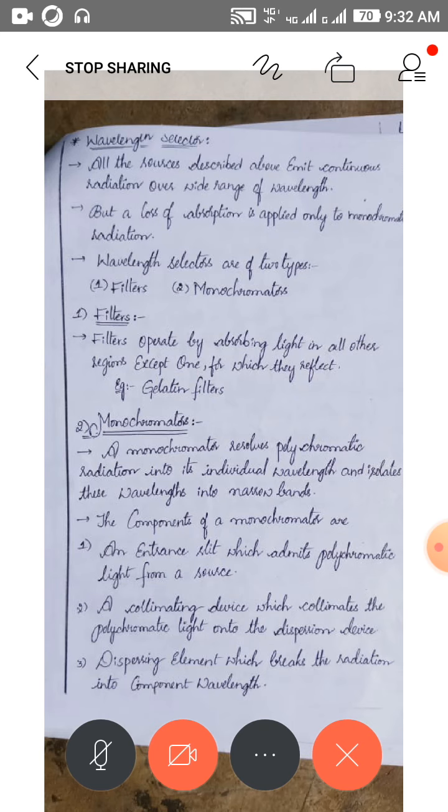Filters operate by absorbing light in all other regions except the one which they transmit. Example, gelatin filters. A monochromator resolves polychromatic radiation into its individual wavelengths and isolates these wavelengths into narrow bands. The components of a monochromator are an entrance slit, which admits polychromatic light from a source, and a collimating device which collimates the polychromatic light onto the dispersion device, a dispersing element which breaks the radiation into component wavelengths.